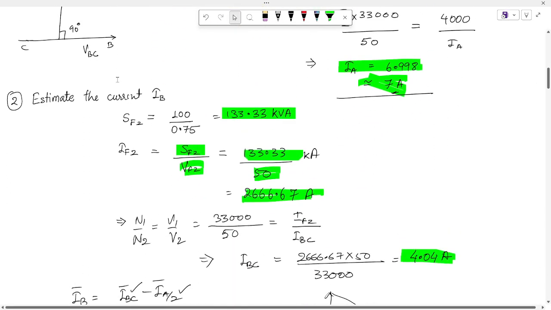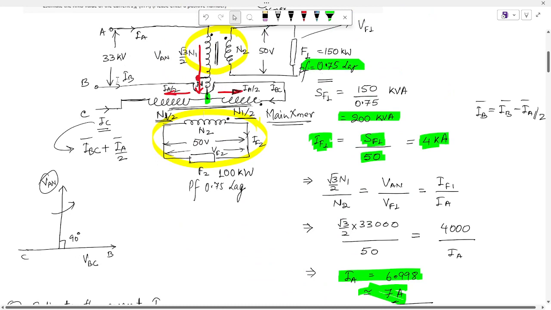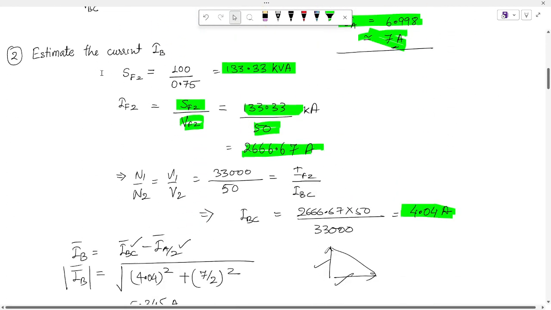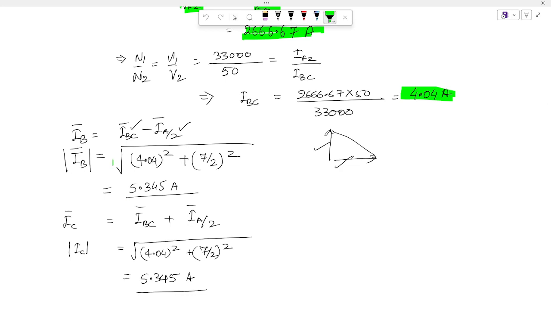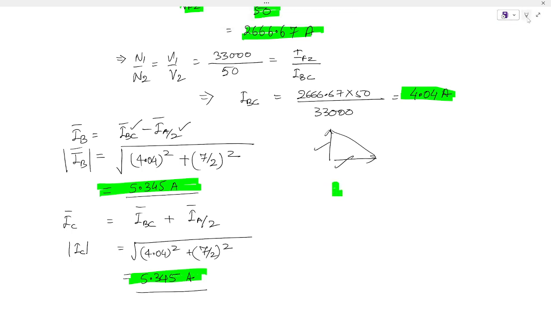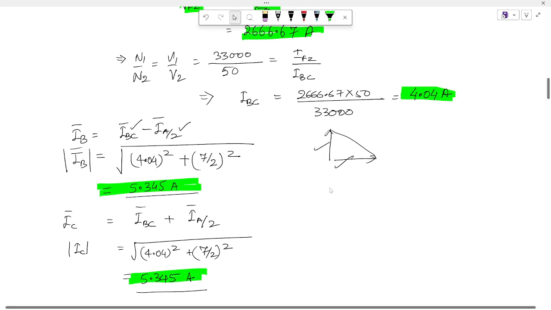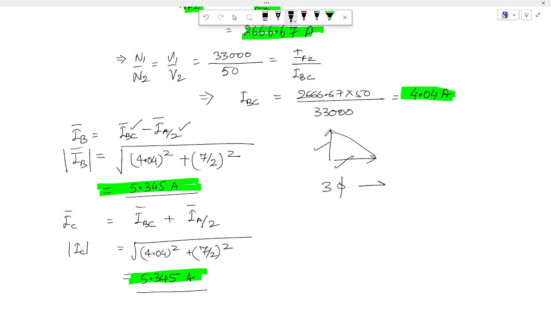Remember that these both currents are 90-degree shifted to each other. So to obtain their magnitude we need to have the vector sum. So IB is IBC minus IA by 2, which comes to 5.345. Similarly IC will be found, so we can see that a three-phase to two-phase conversion is happening using this Scott connection.